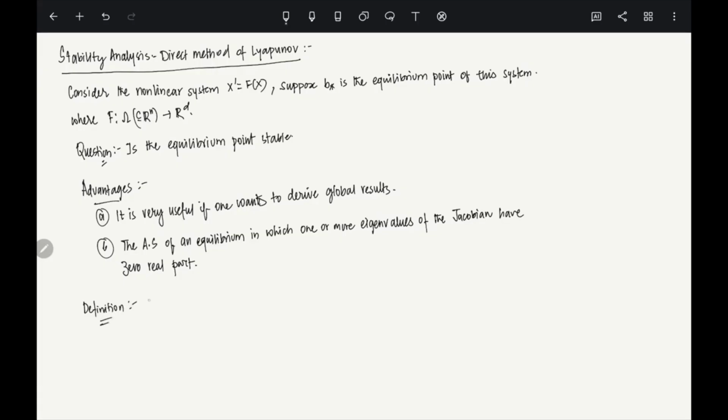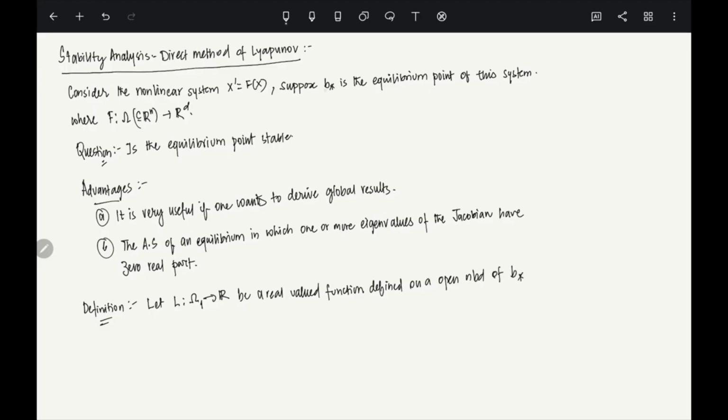Okay. So first of all, I'm defining a function. Let me do it this way: let L be a real valued function, defined on an open neighborhood of B star. Okay, so what is B star?